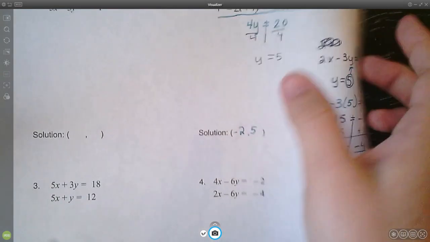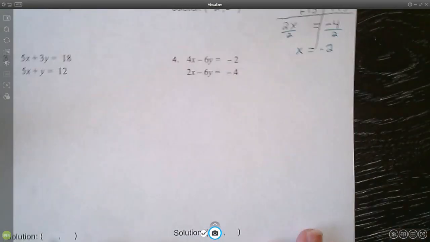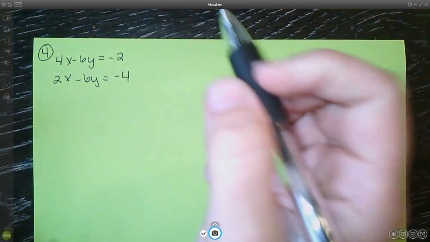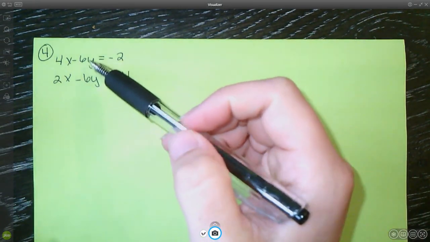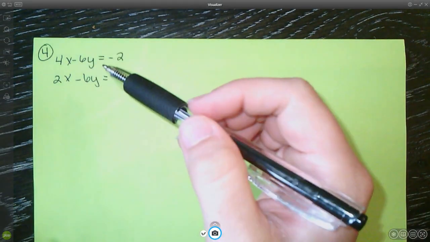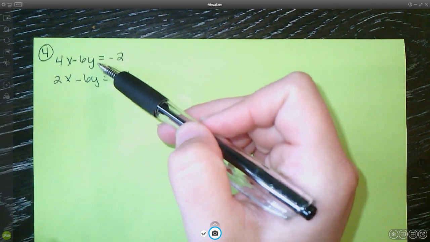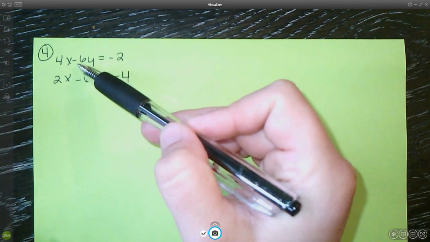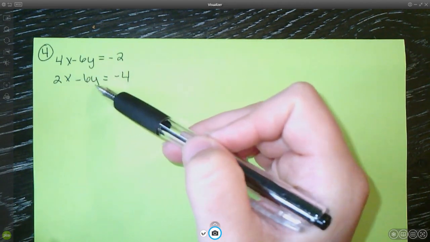Okay, so let's try another one. Let's go ahead and look at number 4. This is also on your review. We talked about if you have 2 equations that have the same term, so we have 6y and 6y, and now they have the same sign, so we have a negative 6y and a negative 6y.